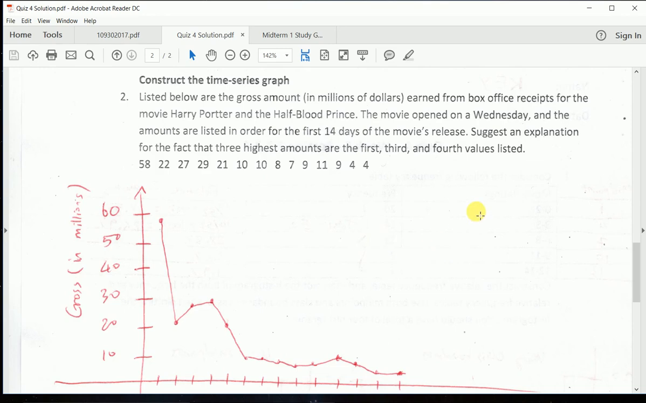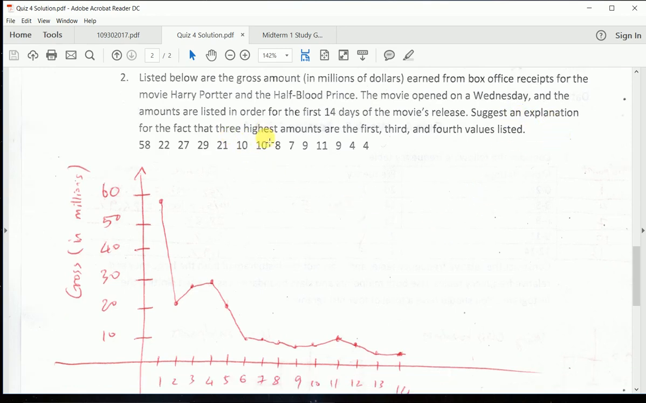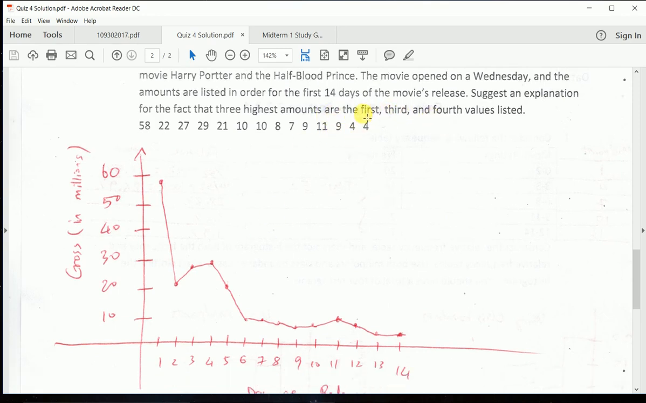Now they also asked us to suggest an explanation for the fact that the 3 highest amounts are the first, the third, and the fourth values. Okay, the first day is Wednesday. The second day is Thursday. The third day is Friday. The fourth day is Saturday.